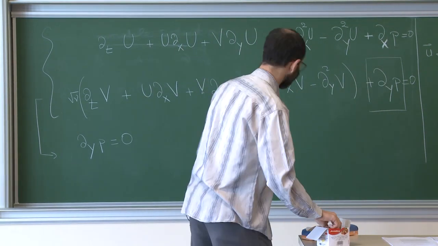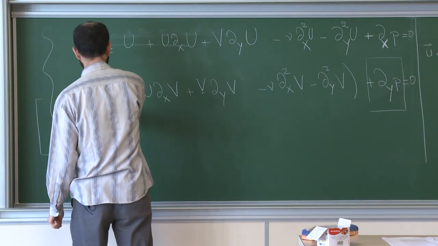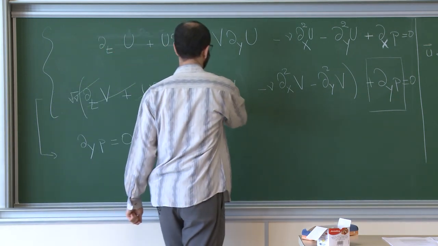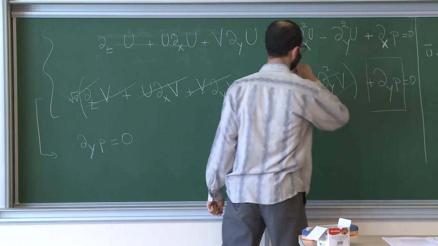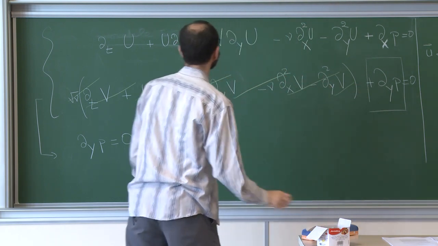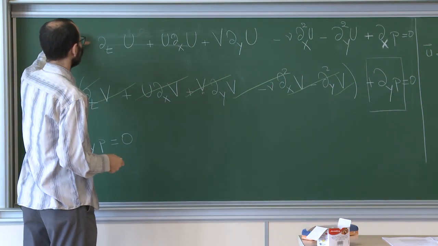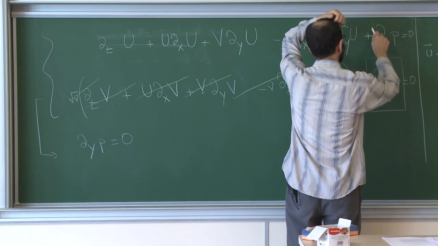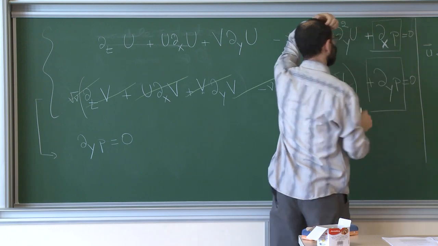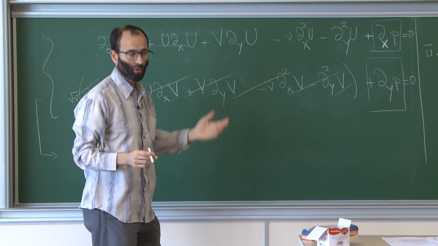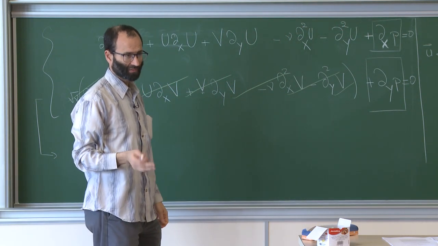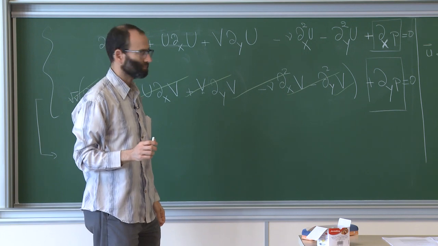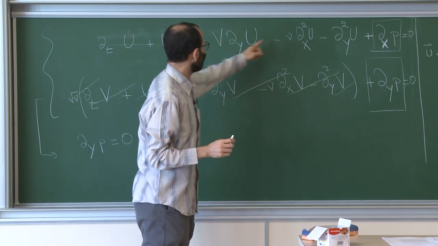So I can just remove these terms. And that's it. Okay, what do I get finally? I get this equation with this guy that only depends on x, doesn't depend on y. And I have this equation.